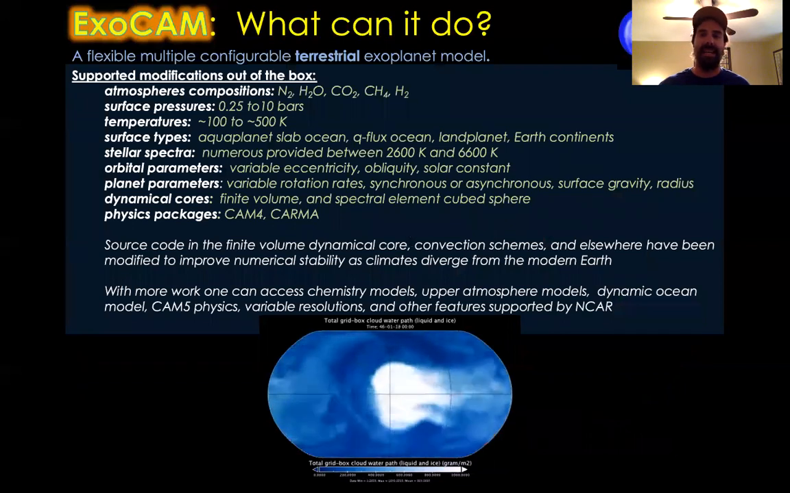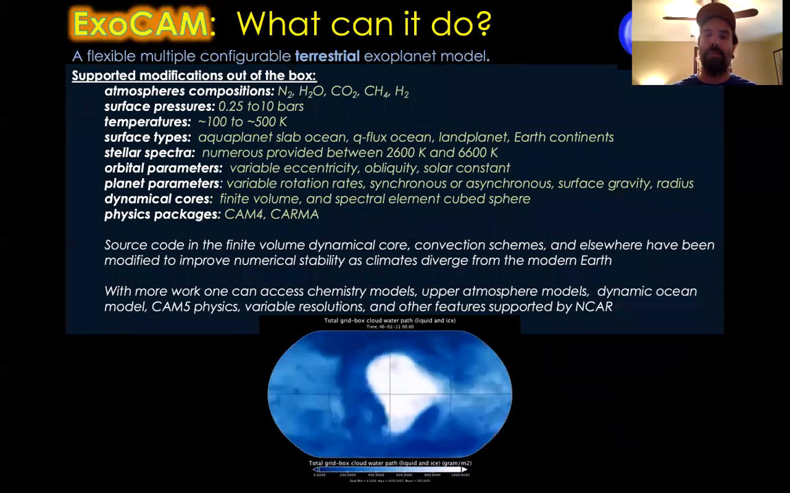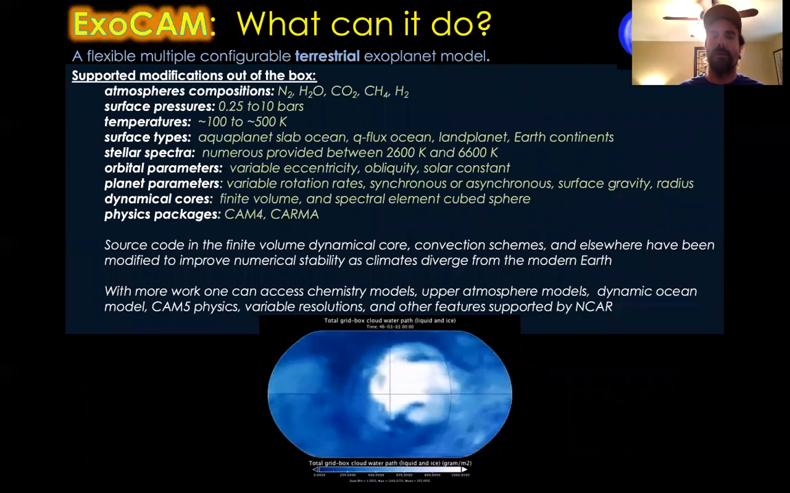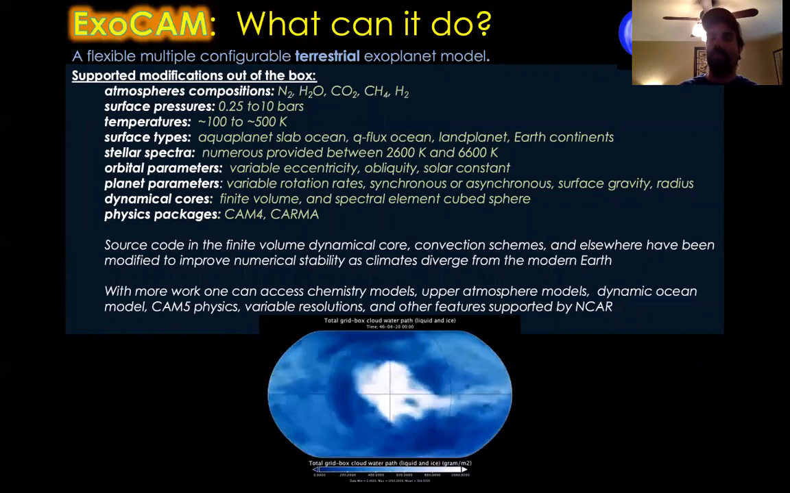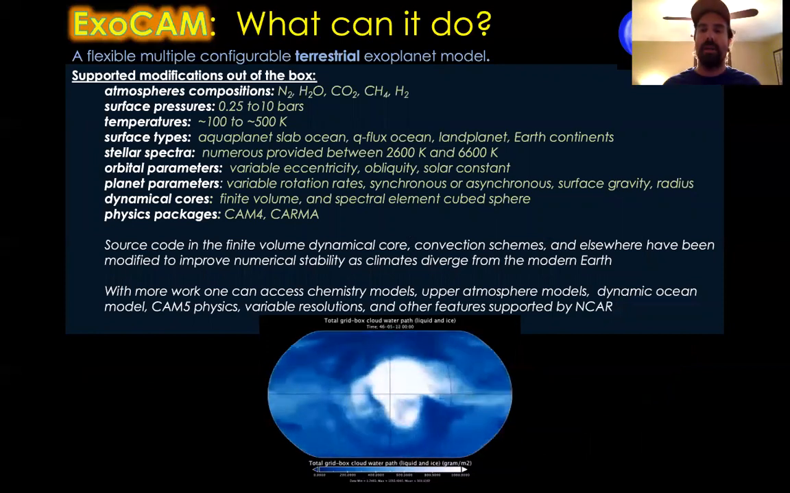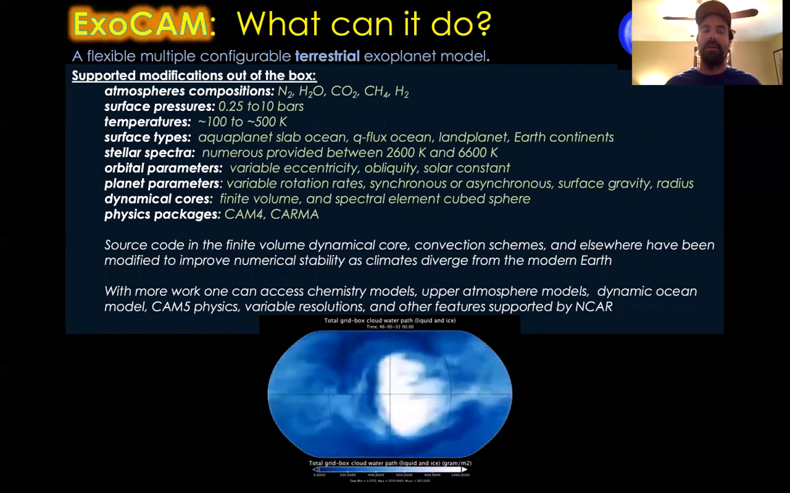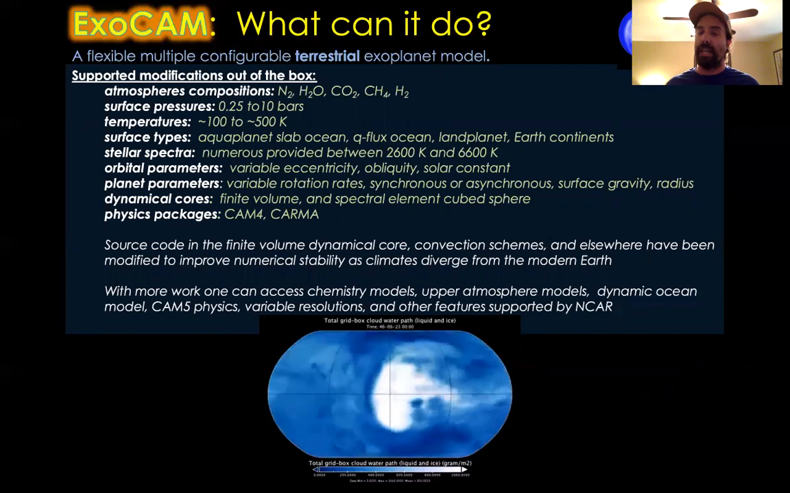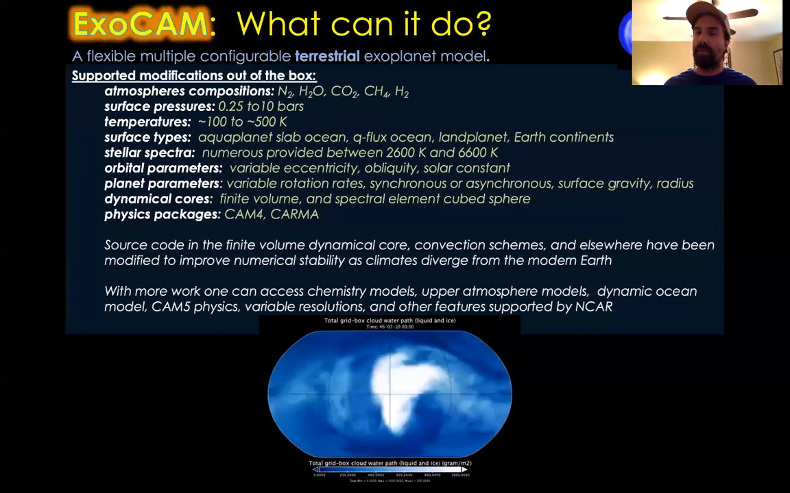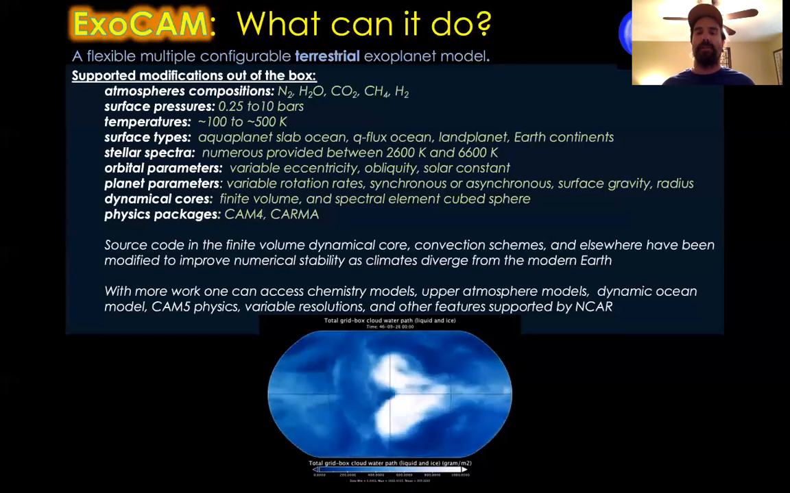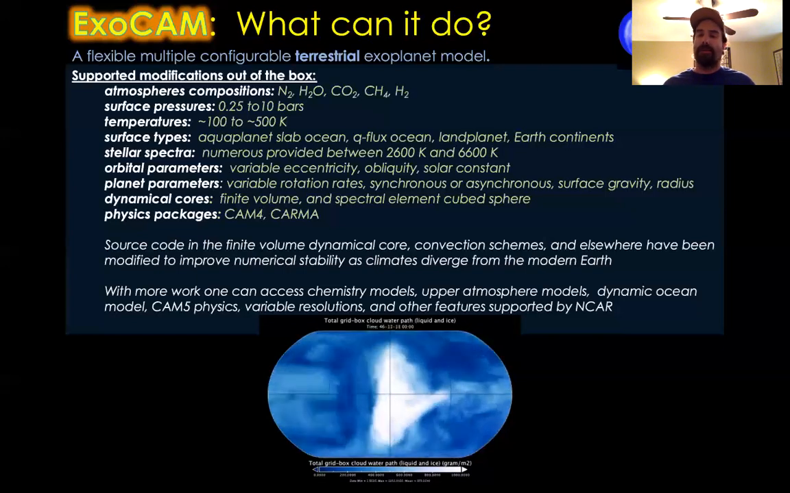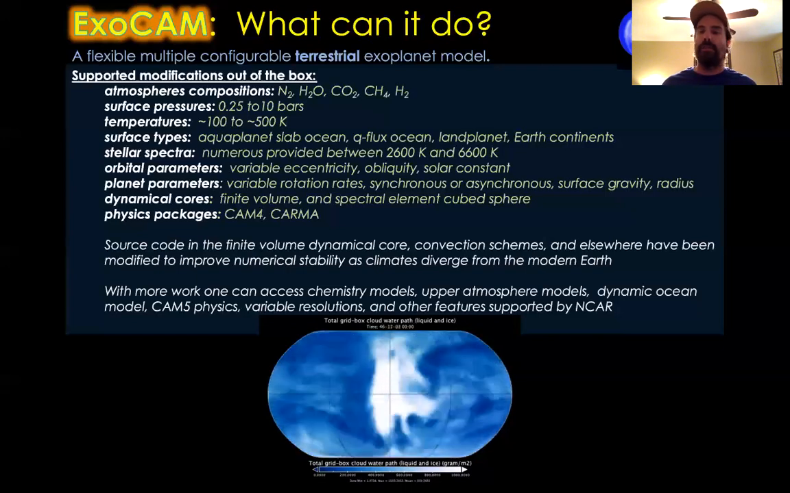So what can ExoCAM do? It's a flexible, multi-configurable terrestrial exoplanet model. Out of the box, it supports atmospheric compositions of nitrogen, water vapor, CO2, methane, H2, with an upgraded radiative transfer scheme that is flexible, so you can modify it more easily and also pull out different outputs of the radiation fields more easily than in the native versions. Surface pressures are supported between nominally about 0.25 bars and 10 bars. Temperatures nominally between about 100 and 500 Kelvin.